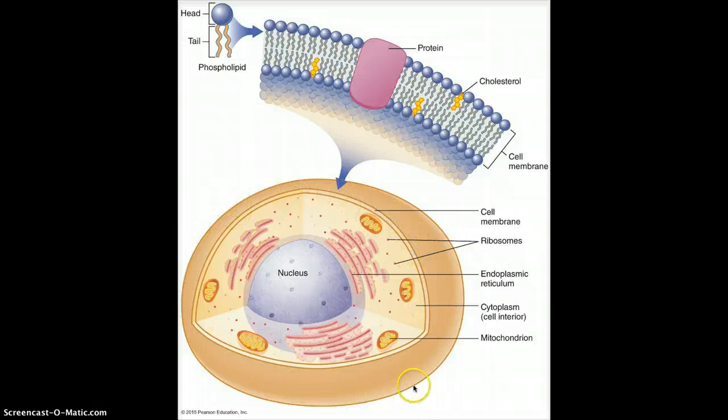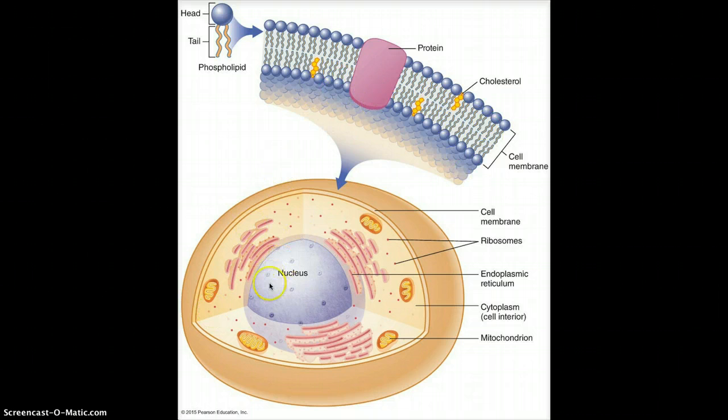And then within our cell are a lot of organelles, and these organelles each perform specific functions. Most organelles within the cell are membrane bound, meaning there's a membrane making up the outside of the organelle. Not all of them, but a lot. And when there is a membrane, that membrane is very similar to the membrane that makes up the cell membrane itself.